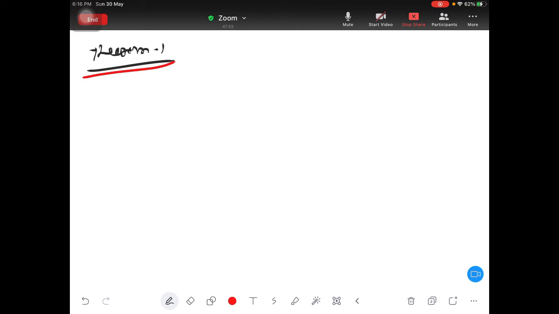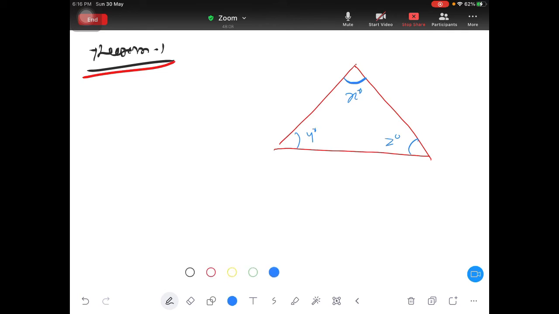The sum of three angles of a triangle is 180 degrees. If you have a triangle and if you add this x degree, this y degree and this z degree, it should come to a total of 180 degrees. How to prove this? Theorem 1: the sum of all the internal angles must be 180.